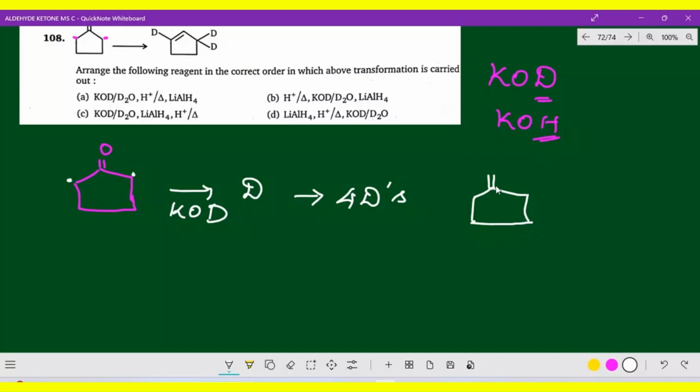Here it is the same, C double bond O, and here D, and here also D, and here also D. What is it? Deuterium. That is what I purposely mentioned here. So now these 4 D's are occupied, right?